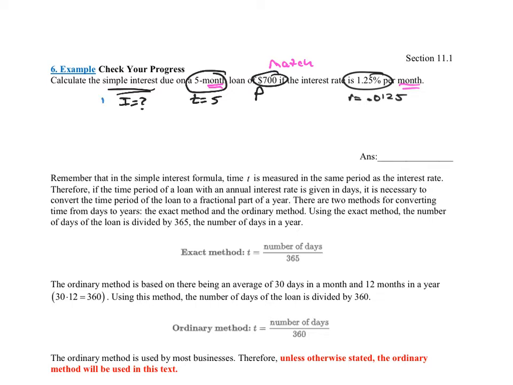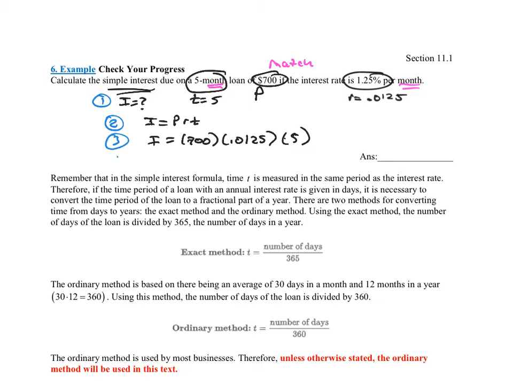That's step 1, identifying your variables. Step 2 is writing out that formula, I equals PRT. Again, those two steps are absolutely necessary or you will not receive credit. Let's move on to step 3, which would be plugging in the numbers. I equals P, the initial investment amount, which was $700. R, that interest rate, which was 0.0125. And T, the time, which is monthly, just like the interest rate. So that's the number 5.